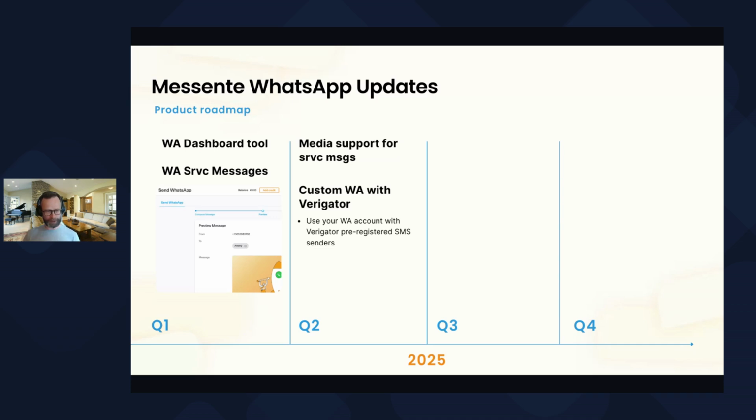So for those of you not familiar, Verigator is a product for sending OTP, so authentication messages, one-time passwords, anywhere in the world using Messente pre-registered sender IDs. So this is very, very helpful for markets with expensive and time-consuming registration processes to send SMS. You can use those sender IDs to start sending in those markets tomorrow if you want, versus having to spend maybe months registering your own sender.